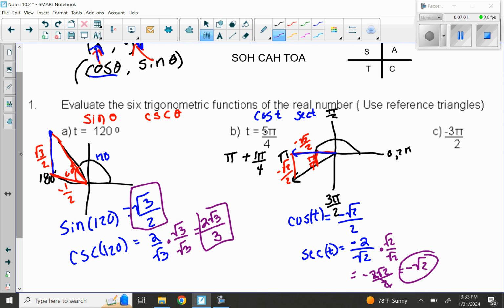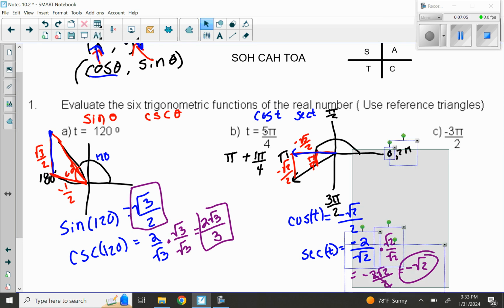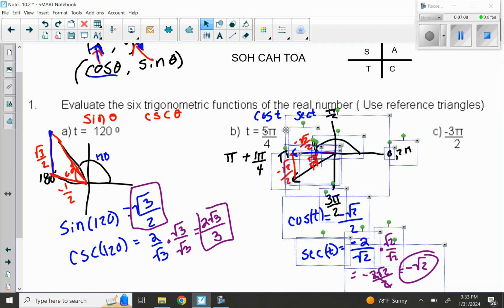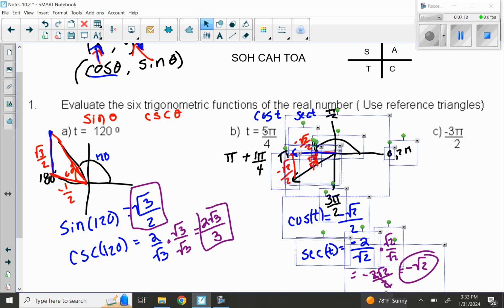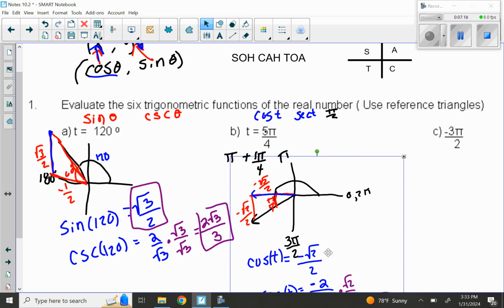So our next one, we have this negative 3 pi over 2.